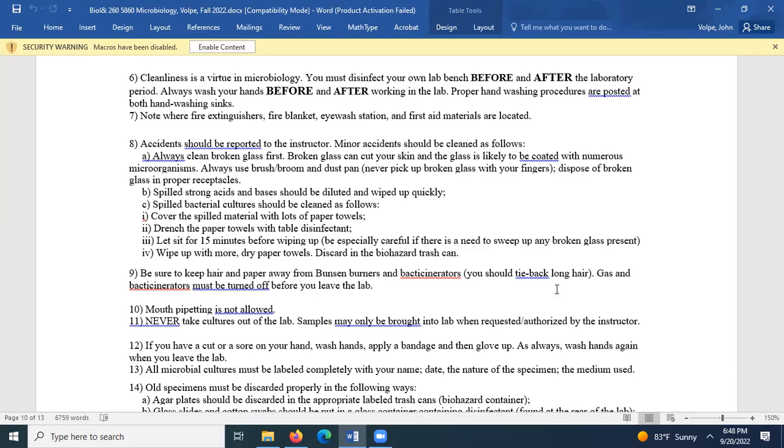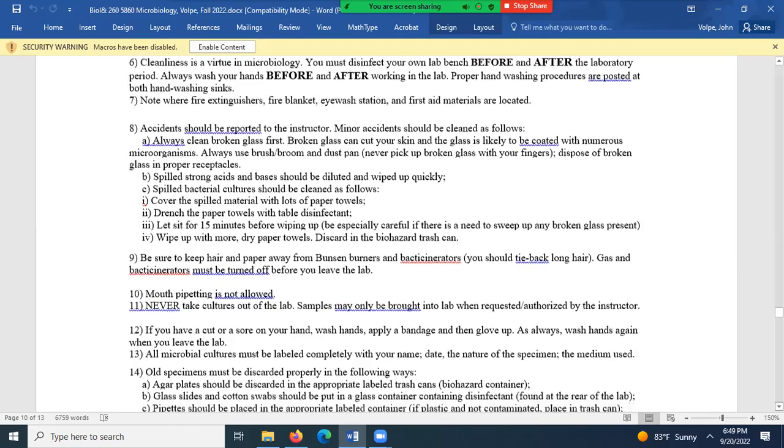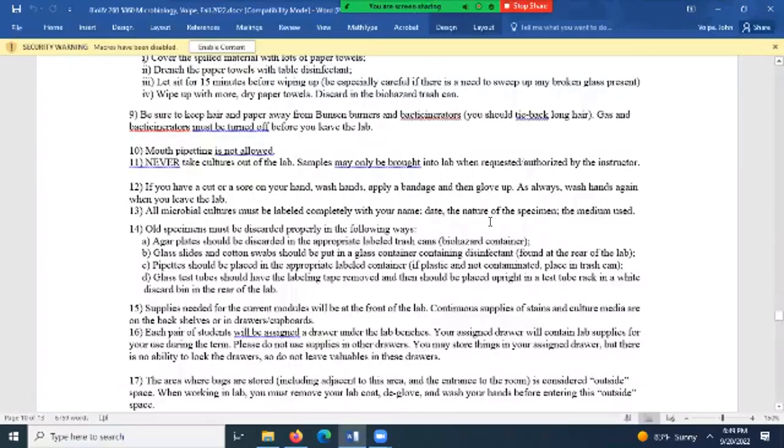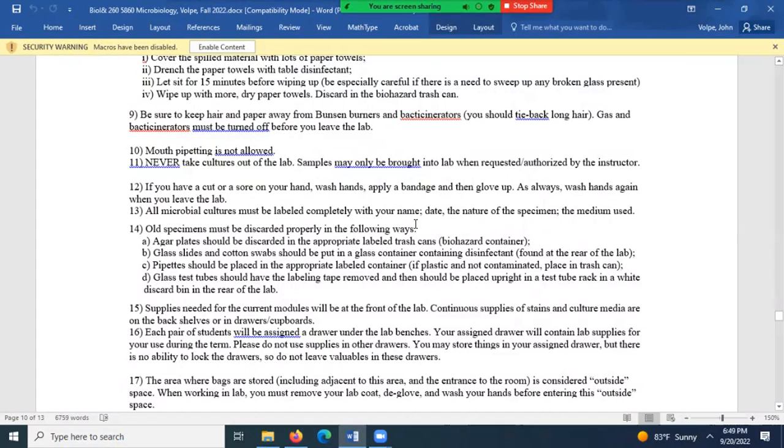All right, keep hair away from Bunsen burners and back to incinerators. I'll show you what a back to incinerator is in just a minute. Mouth pipetting is not allowed. Lab cultures may never leave the lab. If you have a cut on your hand, wash your hands, apply a bandage, then put the glove on.